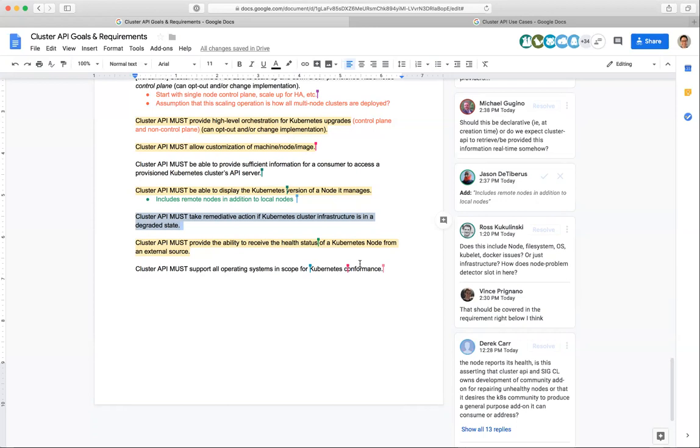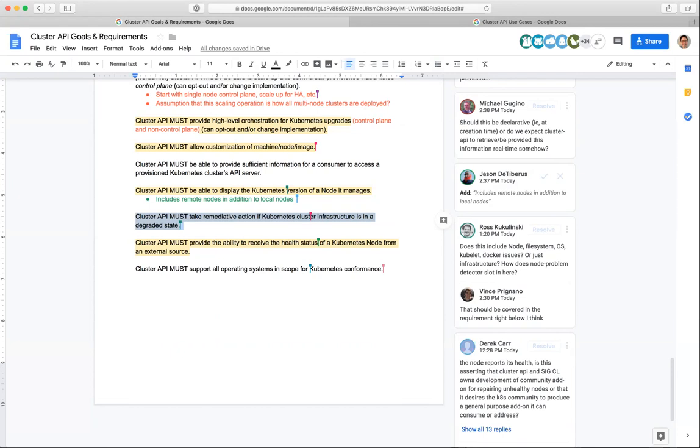So is this saying that the individual elements of a cluster infrastructure are not necessarily defined at a granular API level, like the amount of NAT gateways or ELBs or the configuration of your VPC? So I don't think this is getting into the implementation of how the infrastructure is defined.